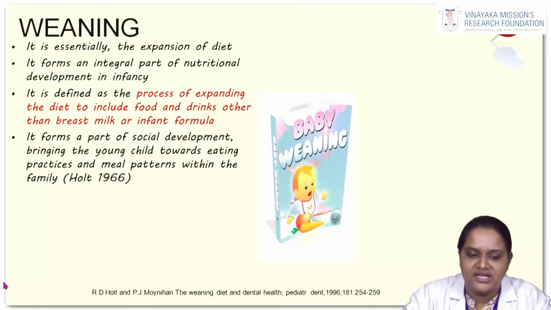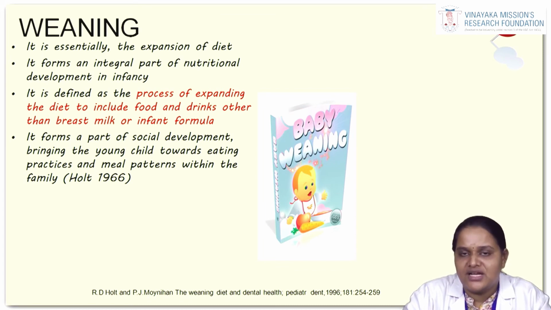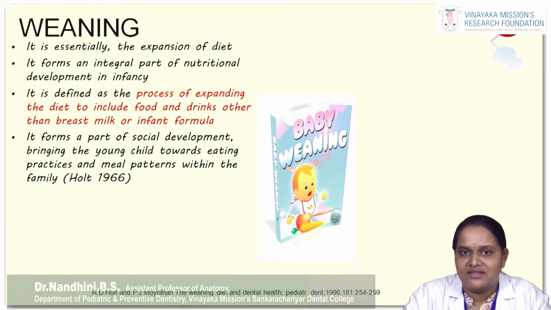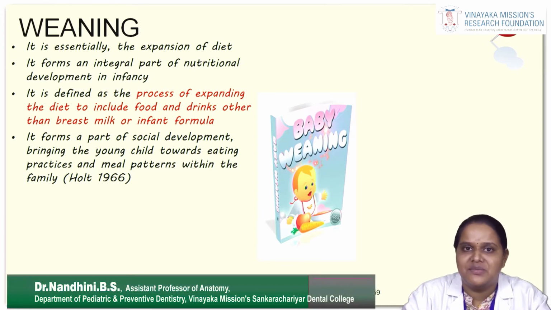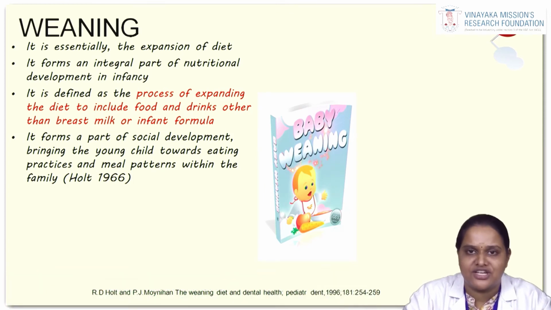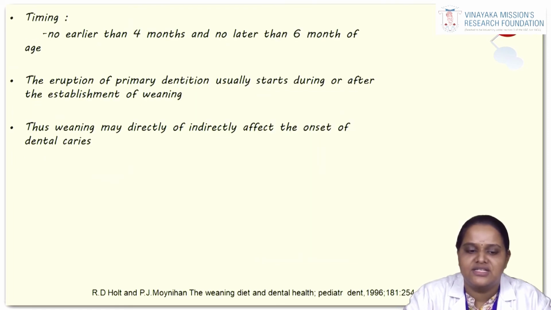So, next is about weaning. It is essentially the expansion of diet, wherein when the child is between 3 to 6 months, you expand the diet from liquid to semi-solid food, then you gradually shift the child to solid food. It is defined as the process of expanding the diet to include foods and drinks other than breast milk or infant formula. It forms a part of social development, bringing the young child towards eating practices and meal patterns within the family. That was given by Hall in the year 1966.